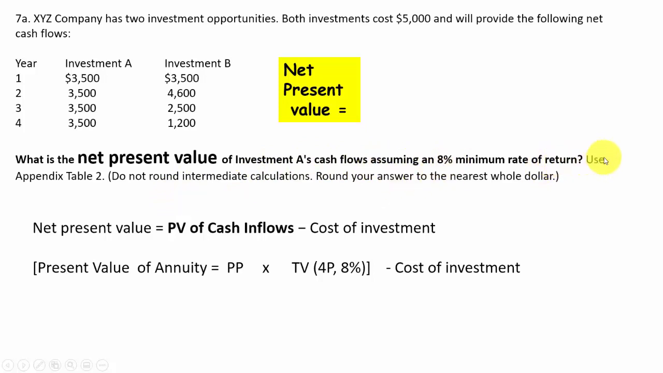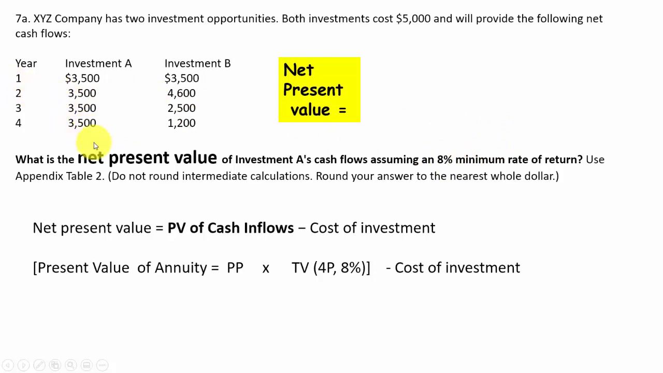And they want you to use table 2, and table 2, by now you should know that table 2 is the present value of an annuity table. And so we're looking at equal payments of 4 years, $3,500 each year, and we're looking at 8%, and again for 4 periods.